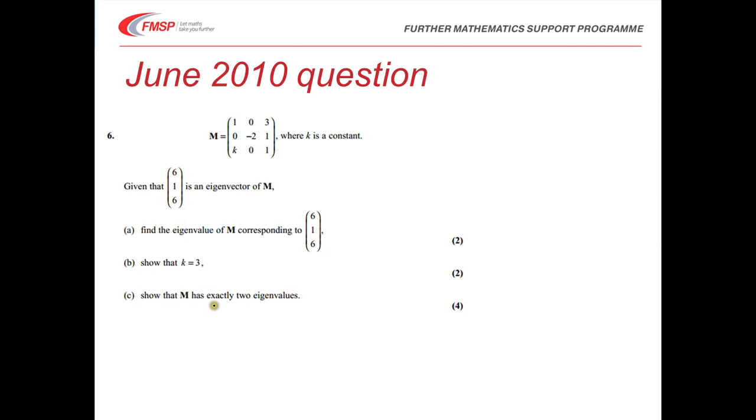So now we're going to move on and consider the other eigenvalues. Actually, we're going to show that it's got 2 eigenvalues. So a 3 by 3 matrix could have up to 3 distinct eigenvalues. This one's only got 2, and we need to show that that's the case.